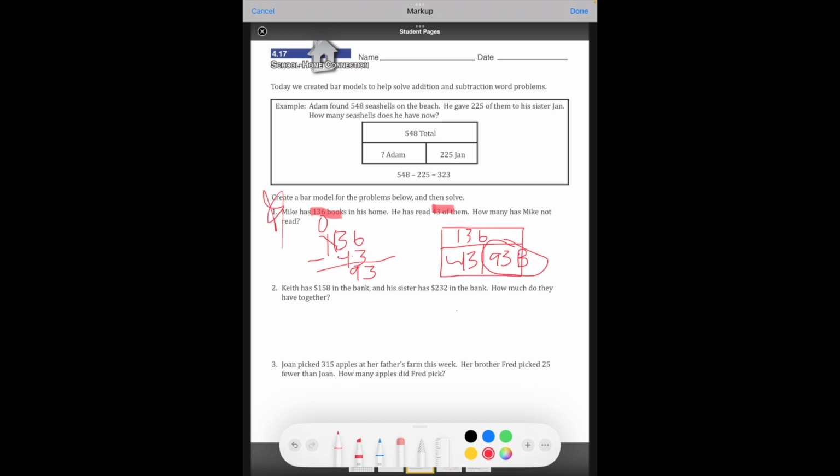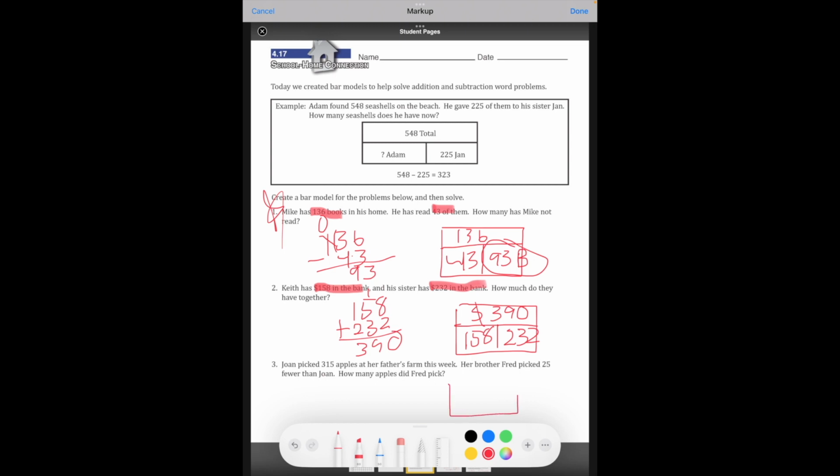All right, number 2. Keith has $158 in the bank. His sister has $232 in the bank. How much do they have together? So together I know I'm going to add. So I'm going to put the 158 and I'm going to put the 232. And I know that the label is going to be a dollar sign. So 158 plus 232. 8 plus 2 is 10. 5, 6, 7, 8, 9. 2 and 1 is 3. So $390.